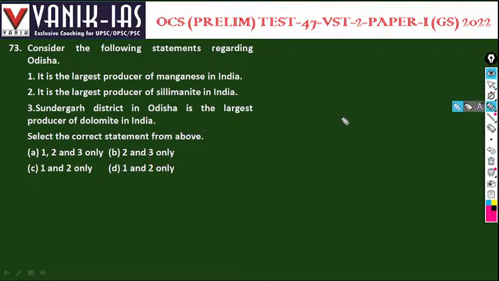Consider the following statements regarding Odisha. It is the largest producer of manganese in India. It is the largest producer of sand minerals in India. It is right. Sundargarh district is the largest producer of dolomite in India. Yes. Manganese, mineral sands, and dolomite. 1, 2, 3 all are correct.